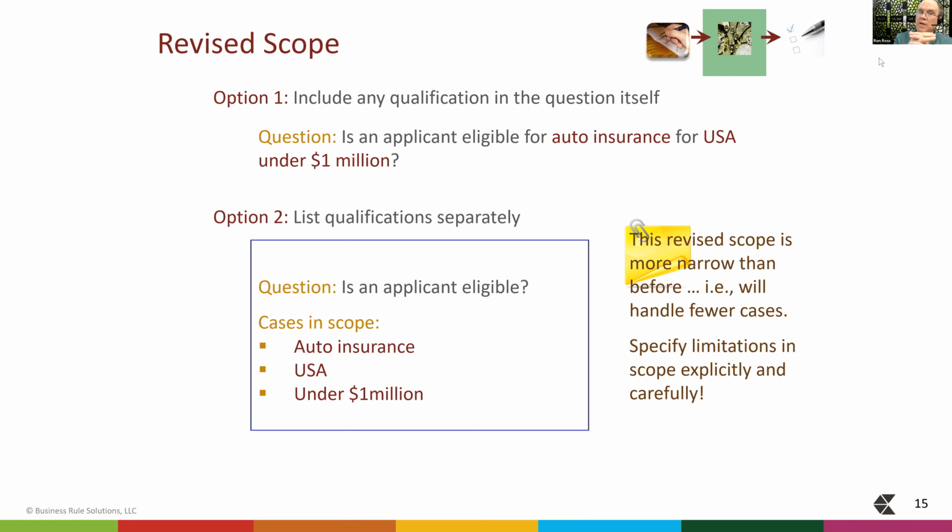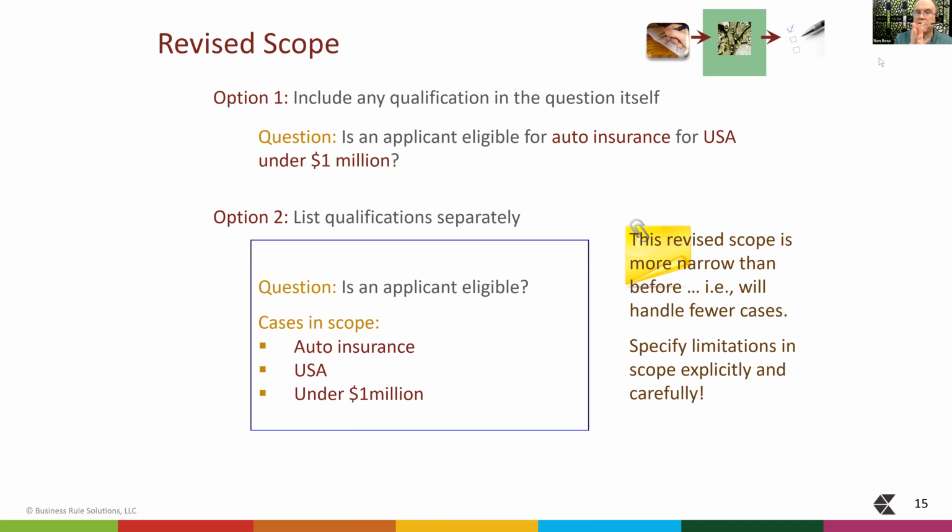The way we do that, and we pretty much insist on this methodology wise, is that we always have the question that the decision table answers. That's part of the declaration for the decision table. And the question has to use standard vocabulary, and it has to declare its criteria for applicability. So notice the question up there says, is an applicant eligible for auto insurance for the USA under $1 million?